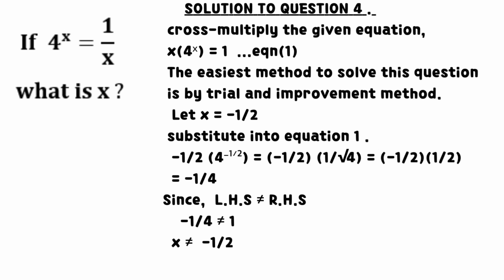Let x equal negative half. Substitute into equation 1. The product of negative half and 4 to the exponent of negative half equals negative 1/4, after simplification of the substituted value, as shown on the screen. Since the left-hand side is not equal to the right-hand side of the equation, x is not equal to negative half.